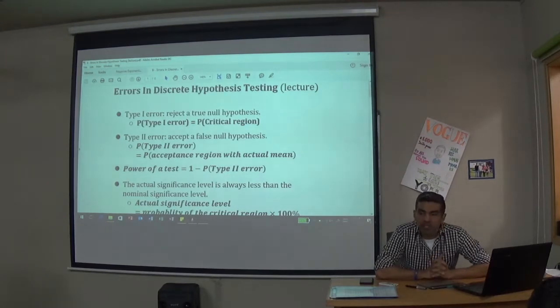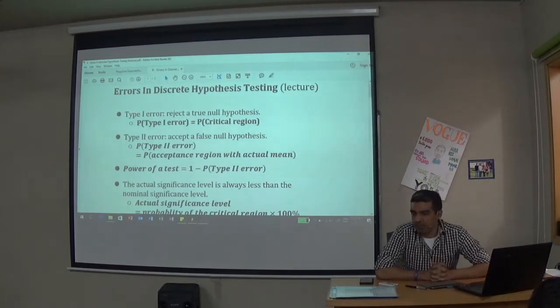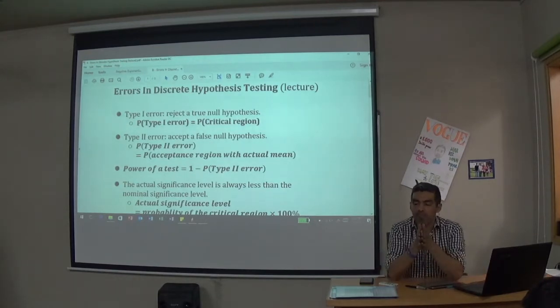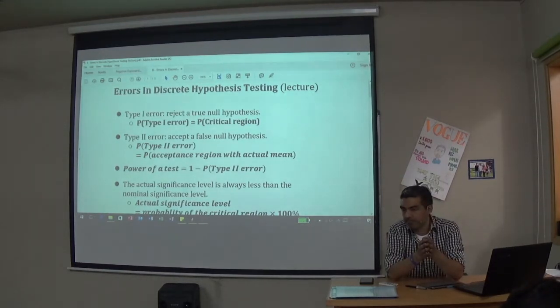The one that will be mentioned in the question is the nominal significance level. The actual significance level is equal to the probability of the rejection region, which in turn is equal to the probability of type 1 error. So, at the end, the summary is this: the probability of type 1 error would always be a little less than the significance level mentioned in the question.